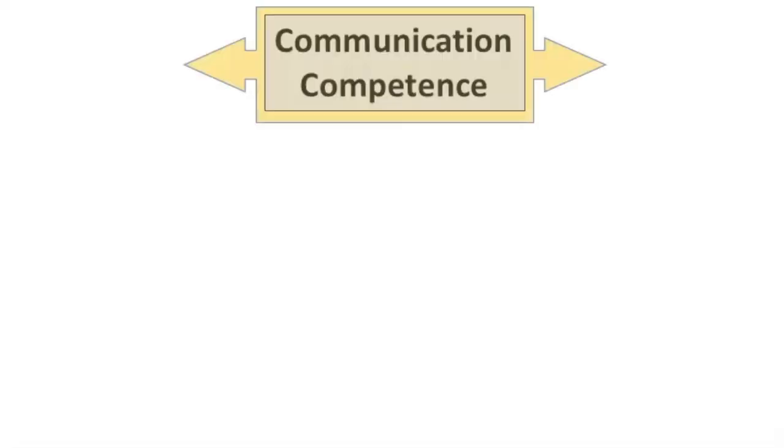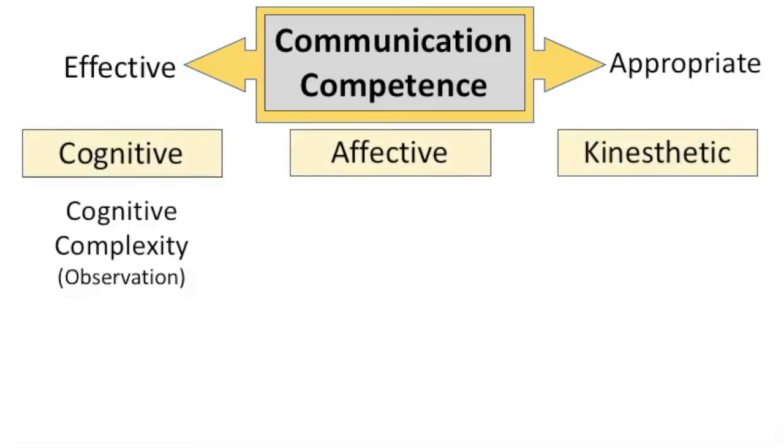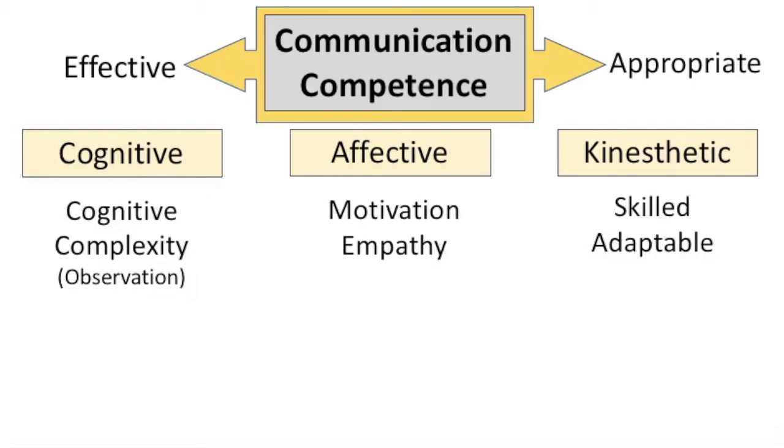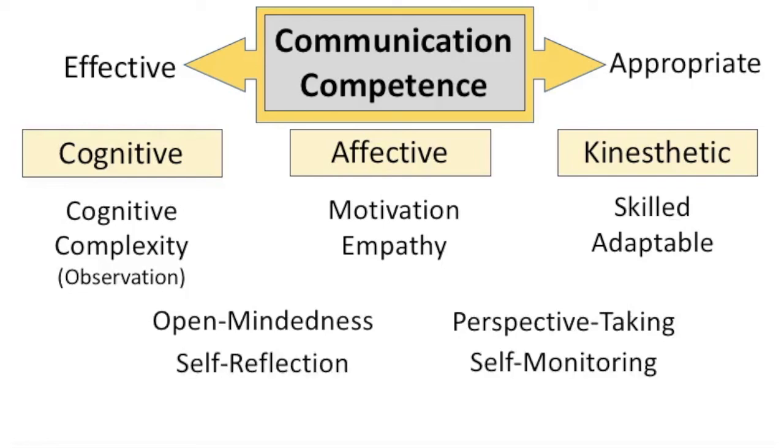Now I want to close by going back to this notion of communication competence. We've already talked about communication competence as the ability to balance effectiveness and appropriateness in our communication. We've also discussed how this relates to particular cognitive, affective, and kinesthetic capacities. These include cognitive complexity, motivation and empathy, being skilled, adaptable, open-mindedness, perspective taking, self-reflection, and self-monitoring.